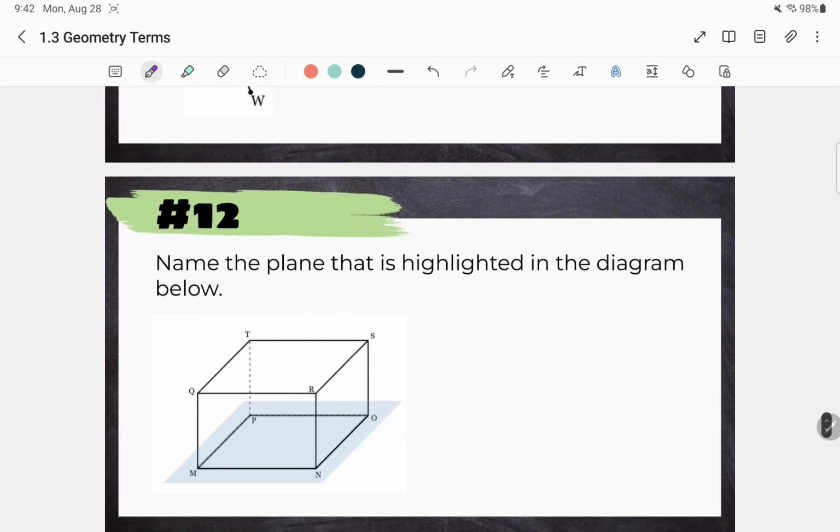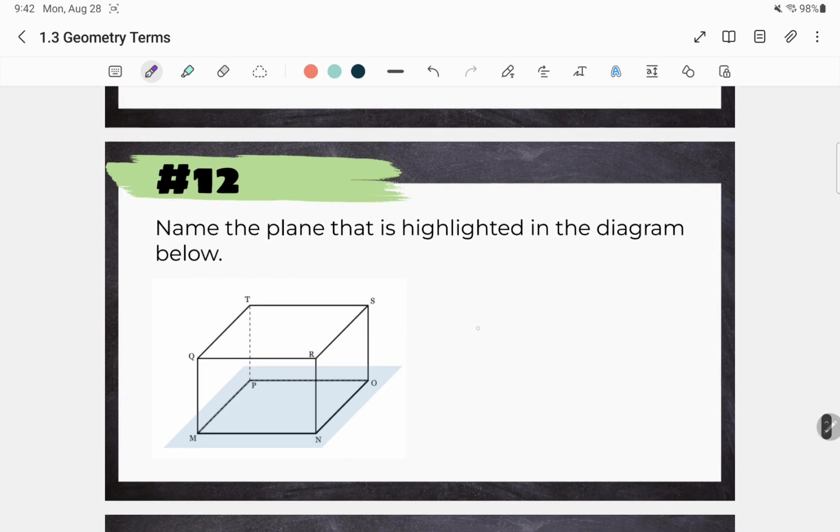And our last question, this plane that's highlighted, let's do P, O, and N. You could have done MPO, MNO, and M and P, several answers.